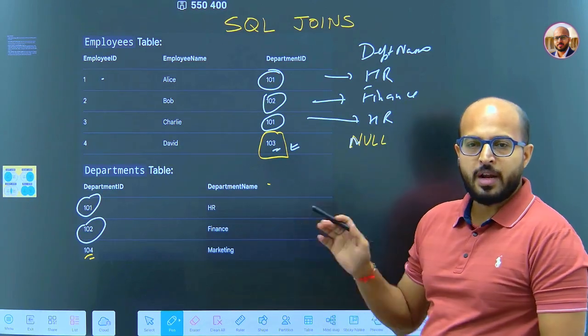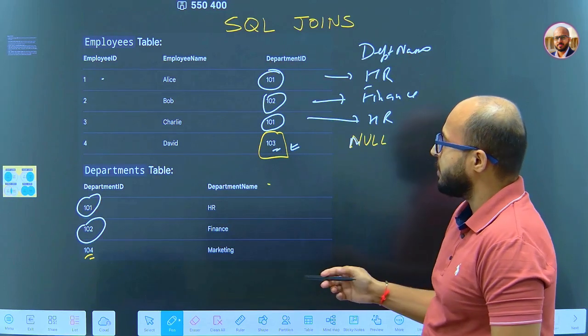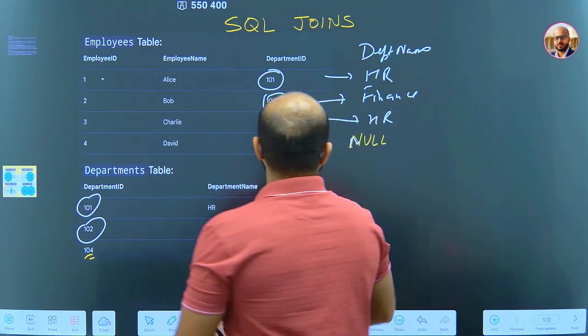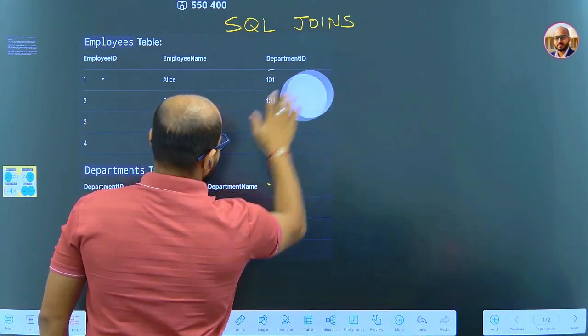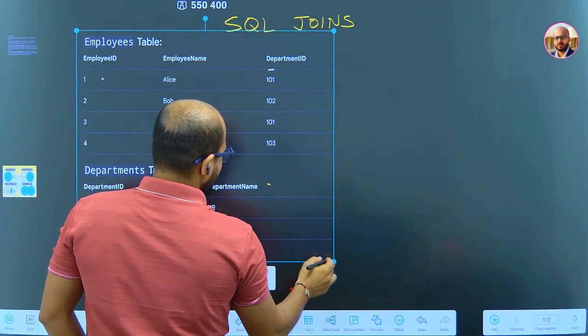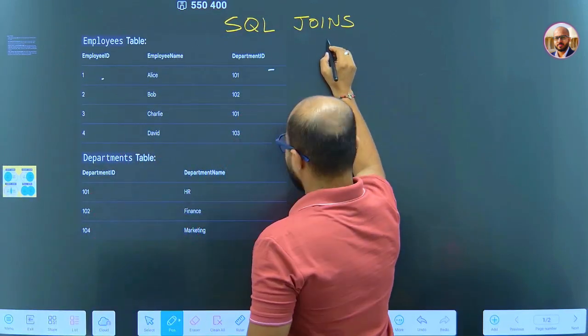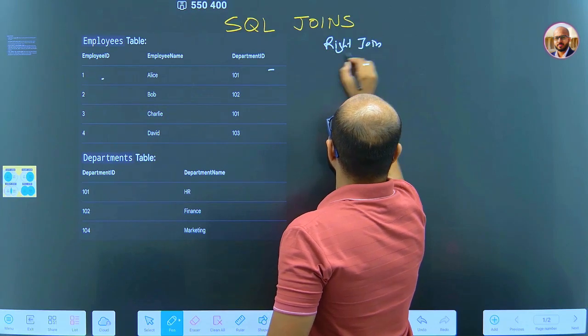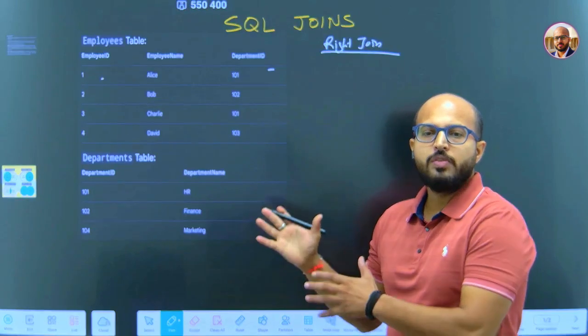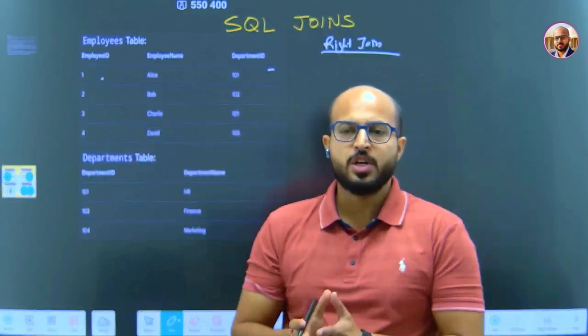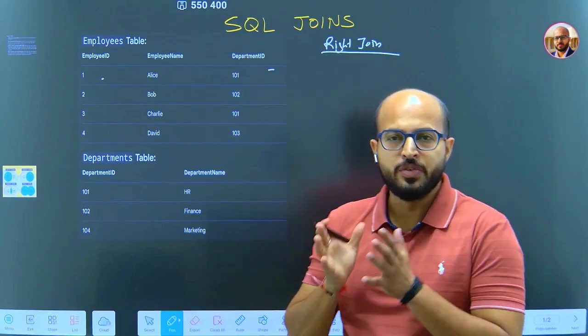Now moving on to the right join, what will be the output of the right join? Now we will go and check how the output of the right join will look.